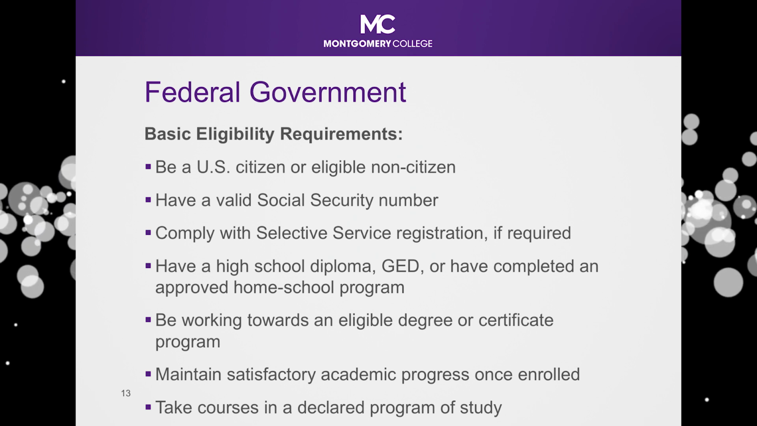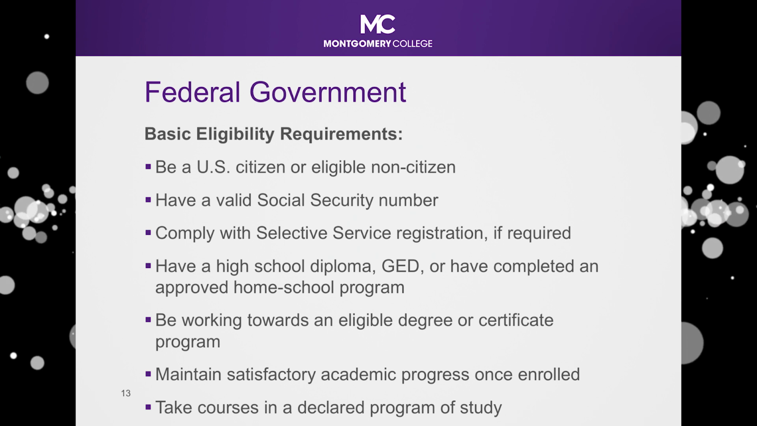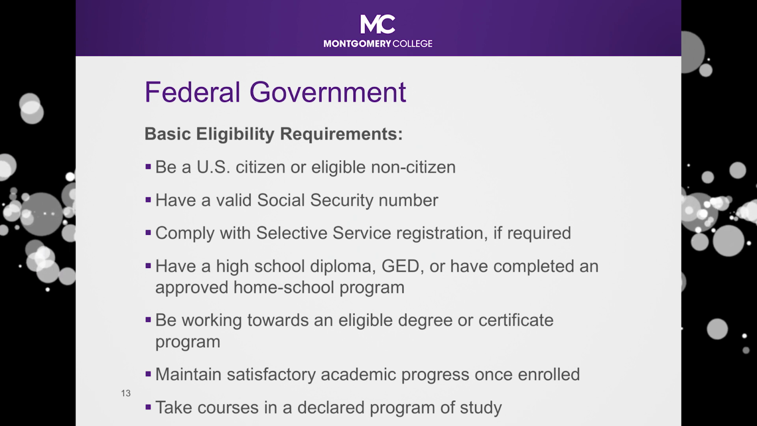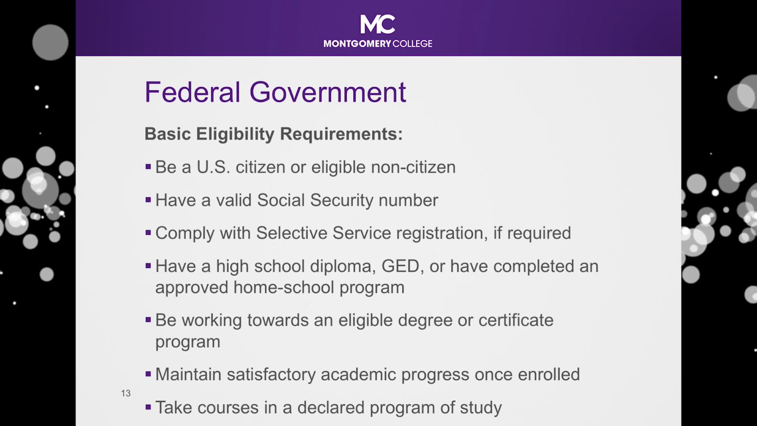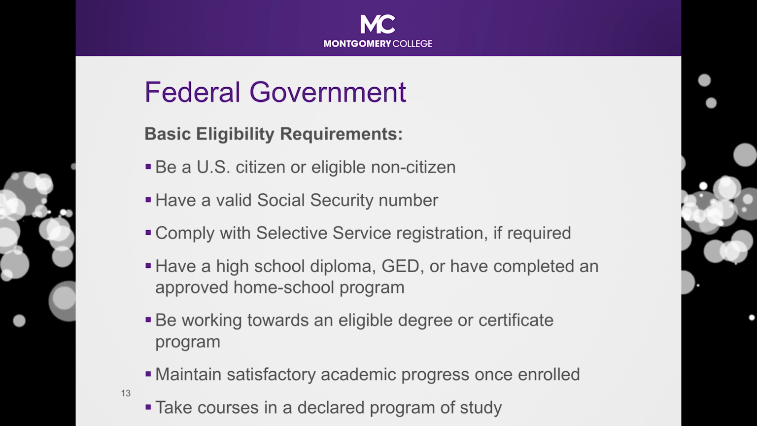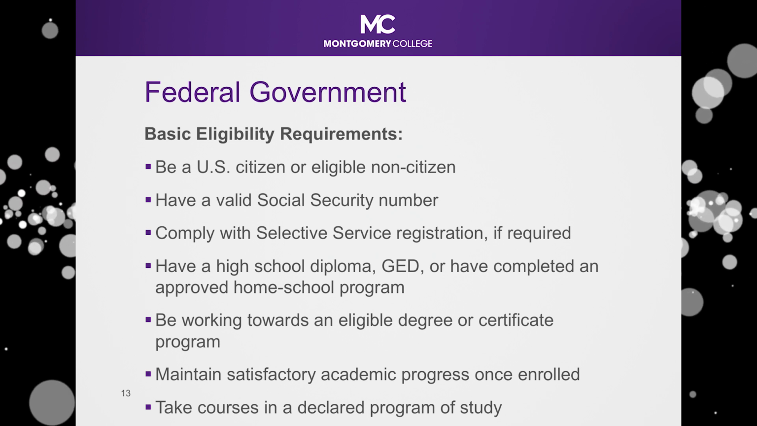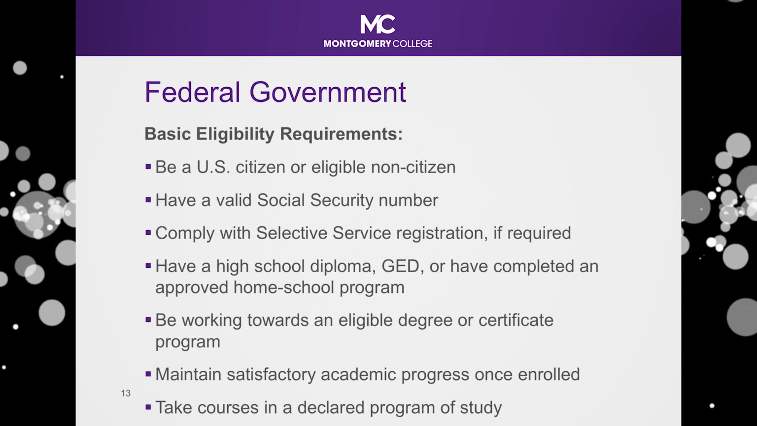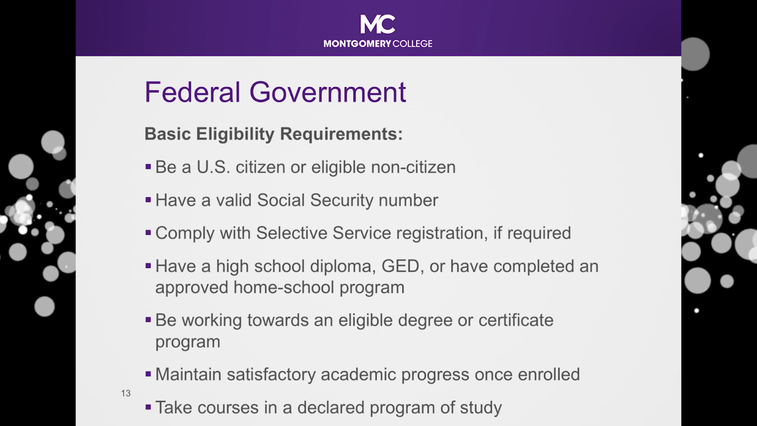And you have to take courses in your declared program of study. We like to experiment, and that's fine, but make sure you are taking classes in whatever major you think you're in. If you decide that's not the major for you, it's okay to change majors. Just make sure you do it officially, because when it comes time to pay your financial aid, it's going to look at the program you said you're in. And if you're taking classes in a program that you're not in, they're not going to get paid for.